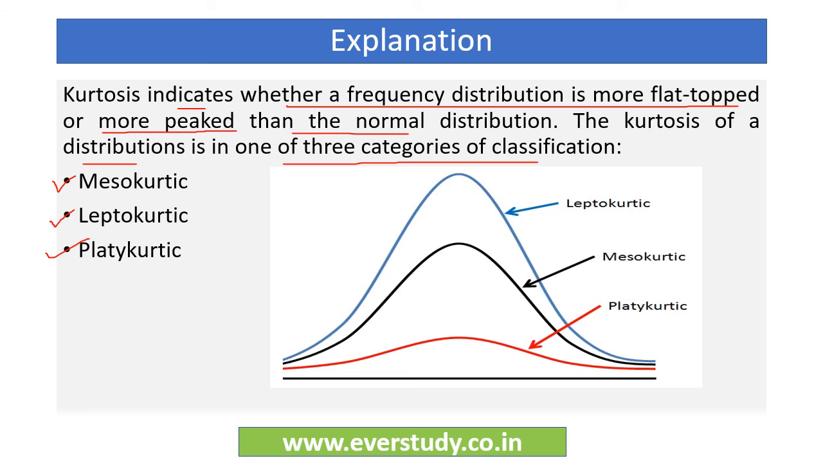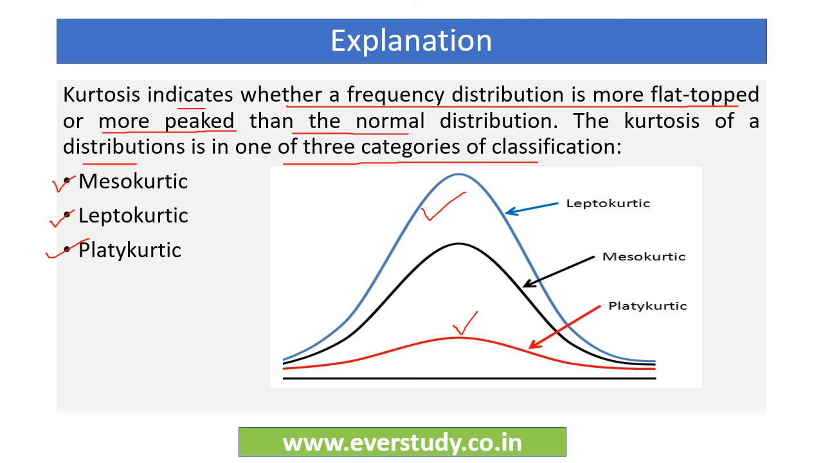Now, a curve having a higher peak than the normal curve is called the leptokurtic. In such a curve, there is too much concentration of the items near the center. Next, a curve having a low peak or a flat top compared to the normal curve is called the platykurtic. In such a curve, there is less concentration of items near the center.